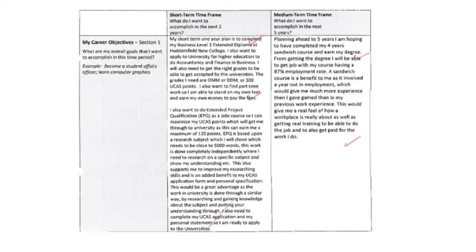We'll go through this step by step. The first thing that you should have done, that you have already completed, is the career objectives. So here's an example of student work. We'll just go through and have a look at what they put.